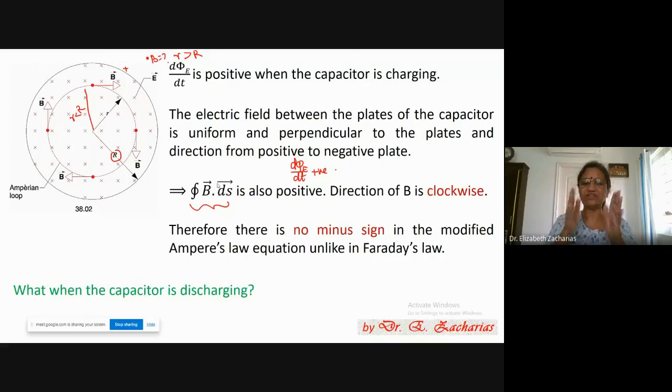What is discharging? Discharging is the complete opposite. You are going to allow the charges to come together again, meaning there will be a current taking these electrons back to their original plate, or there is going to be a decrease in the charge on the two plates as a function of time. When charge is decreasing, the electric field is decreasing, or dΦE by dt becomes negative. Therefore, B dot ds is now going to have an opposite direction. B will have an opposite direction. So that's what happens when you are discharging.